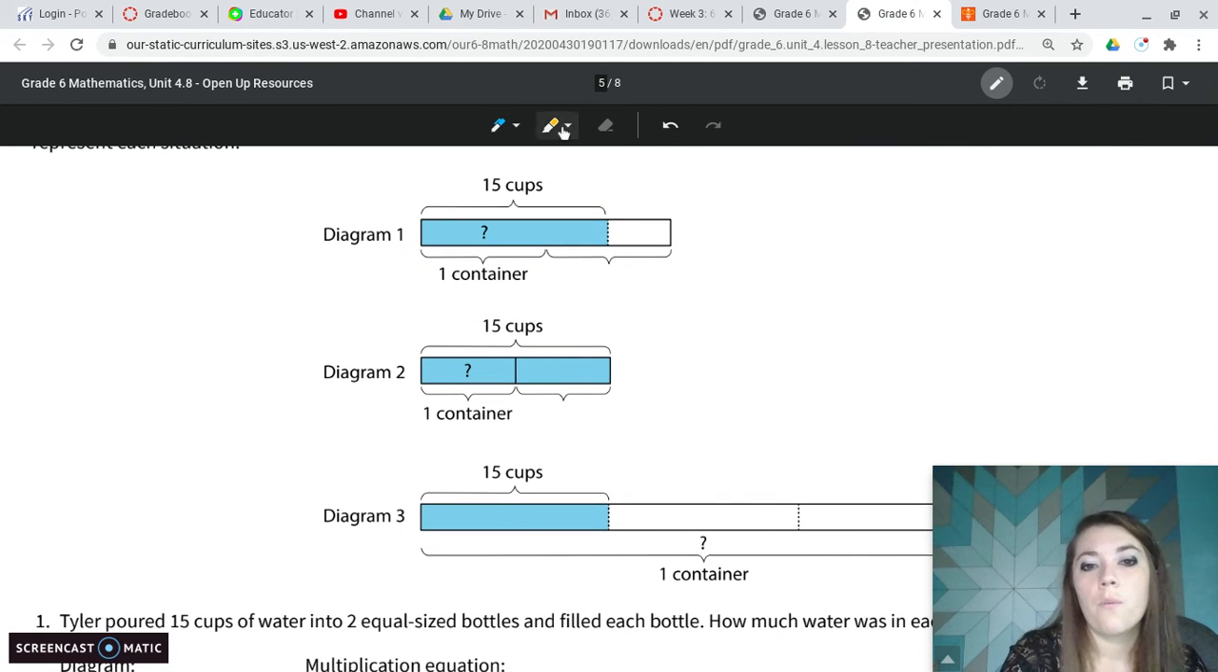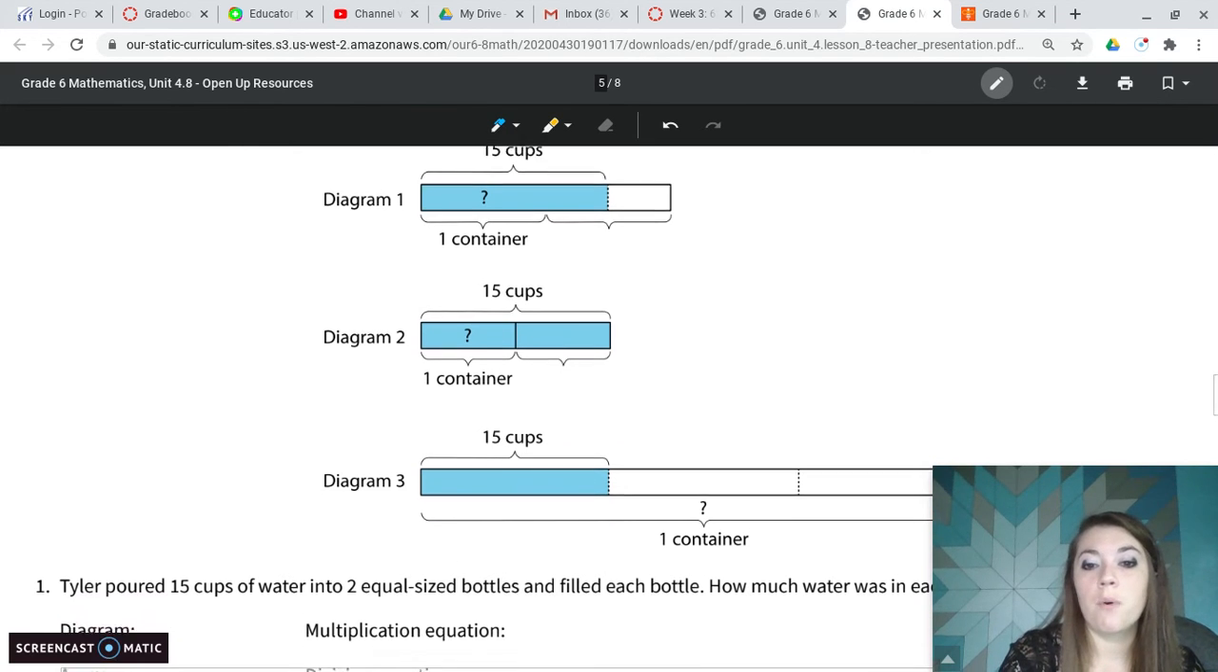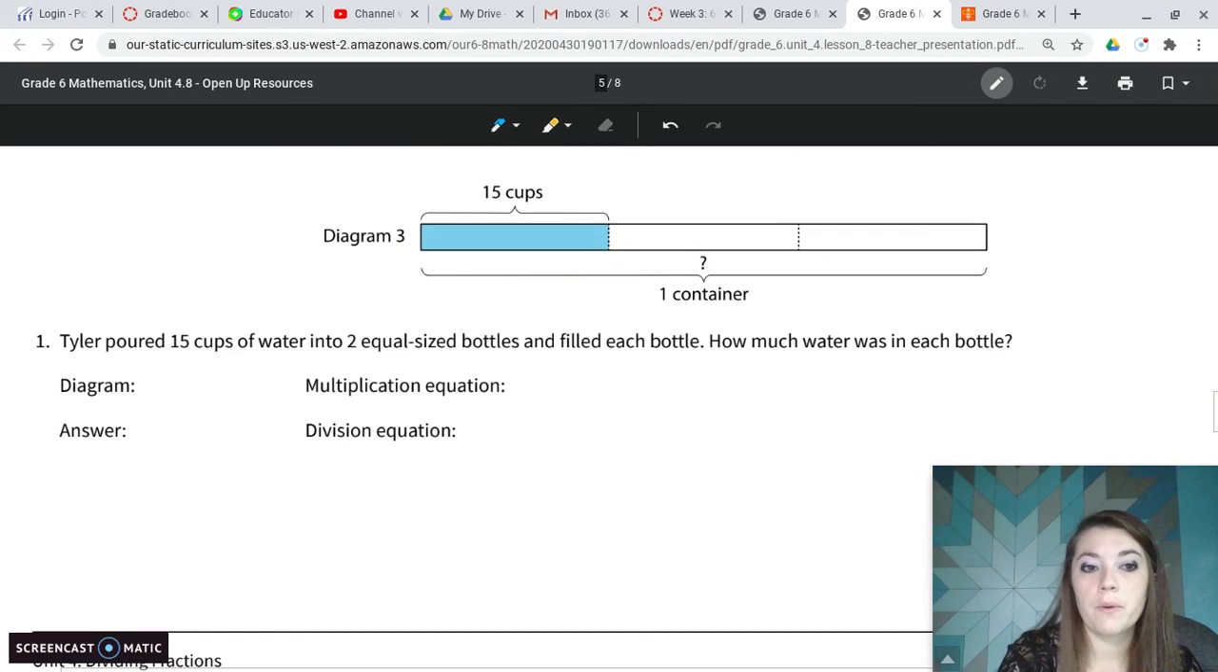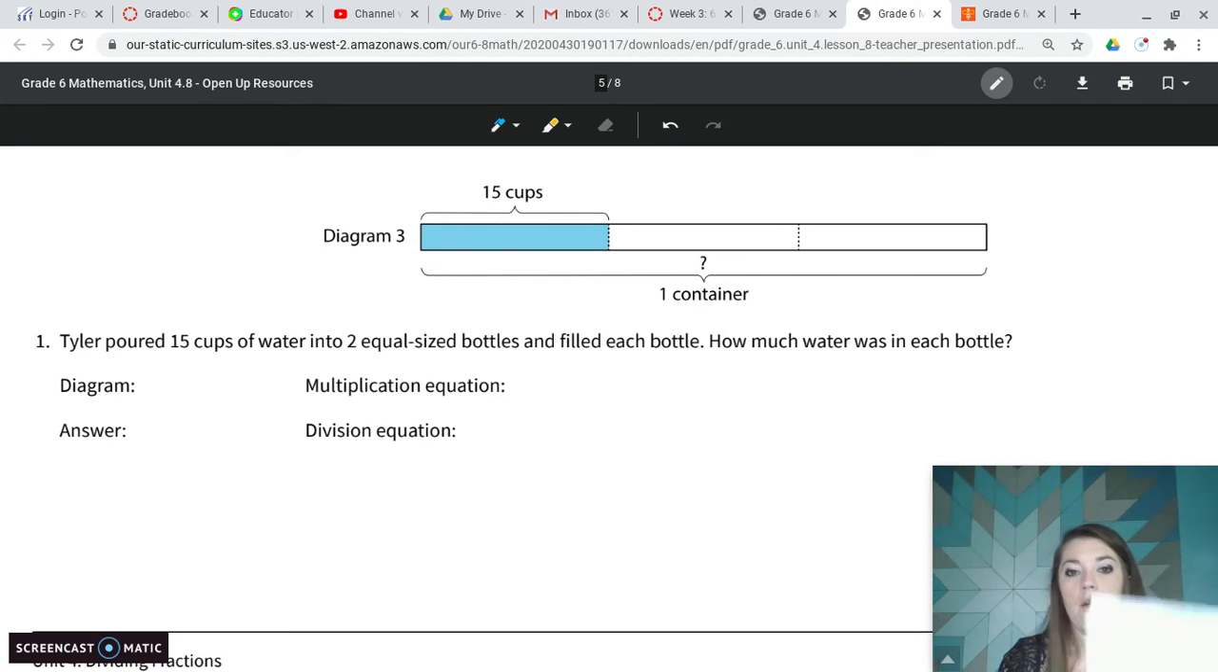So here we have this right here, the 15 cups, 1 container and a partial. 15 cups looks like 2 containers. 15 cups is a portion of 1 container. So all these different ones. Here's our first situation. Tyler poured 15 cups of water into 2 equal-sized bottles and filled each bottle. How much water was in each bottle?